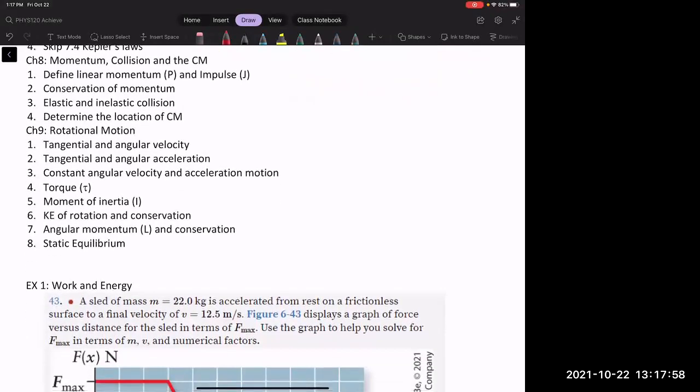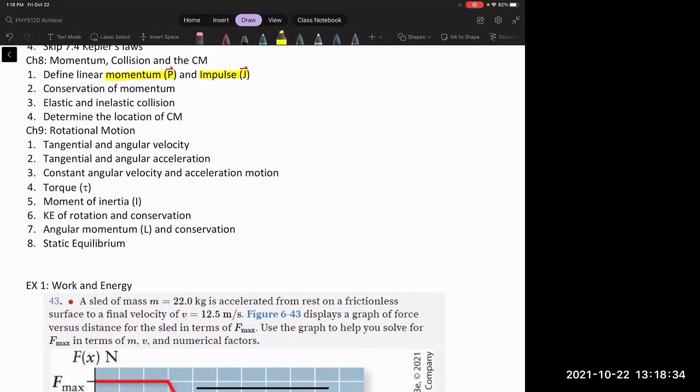The next one is chapter 8. Chapter 8 talks about momentum, impulse, collision, and the center of mass. For momentum we use the symbol P. This is a linear momentum, and the momentum is a vector, so you should have an arrow on top of that. Impulse is also a vector, so there should be an arrow on top, just to tell you that it's not just a value, it also has a direction.